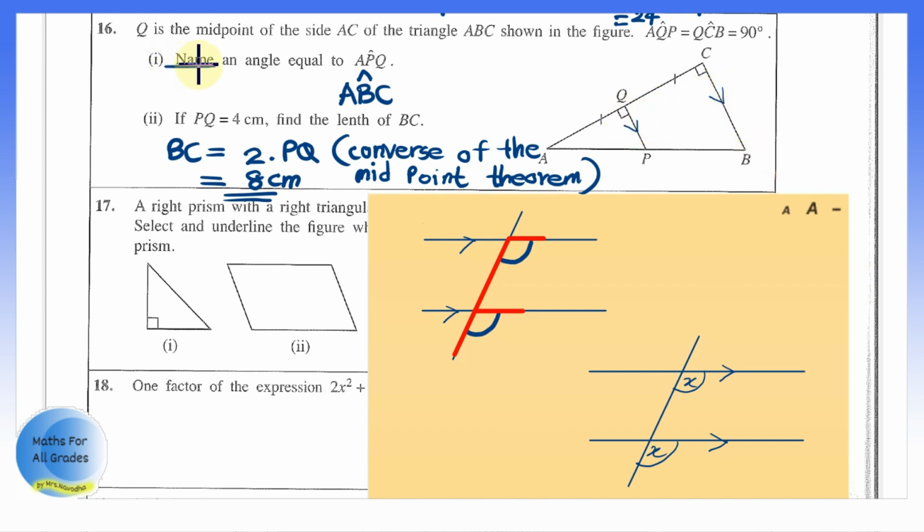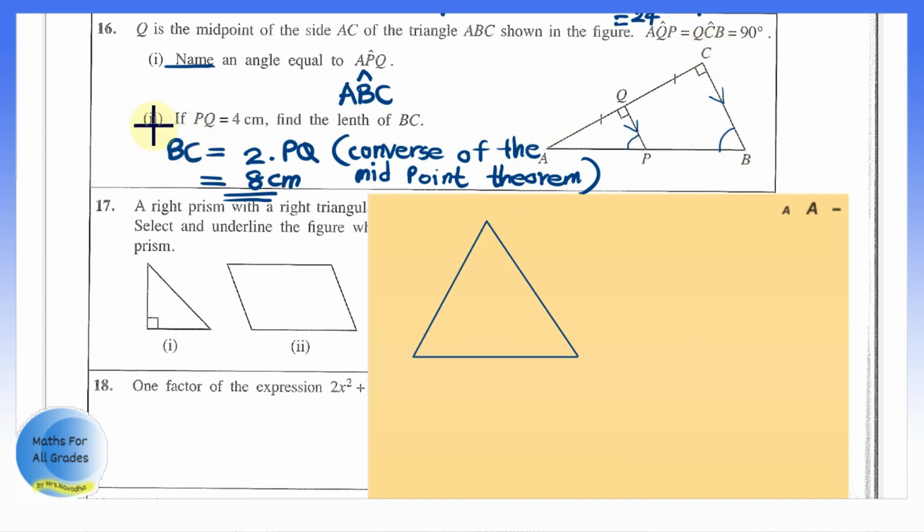In row number 1, they are asking to name an angle equal to APQ. Angle APQ is here. So we can find the corresponding angle to APQ. It's angle ABC, or you can write down angle PBC. Both are correct. To answer row number 2, you will need to know about the midpoint theorem.